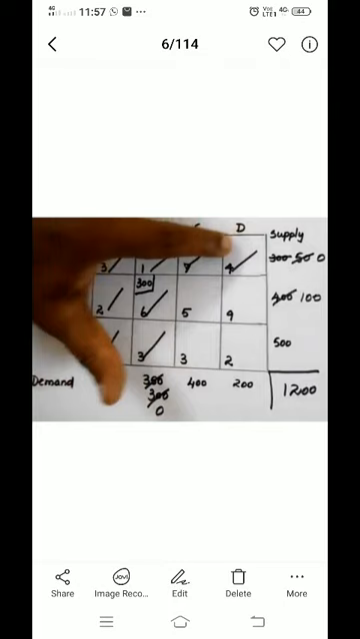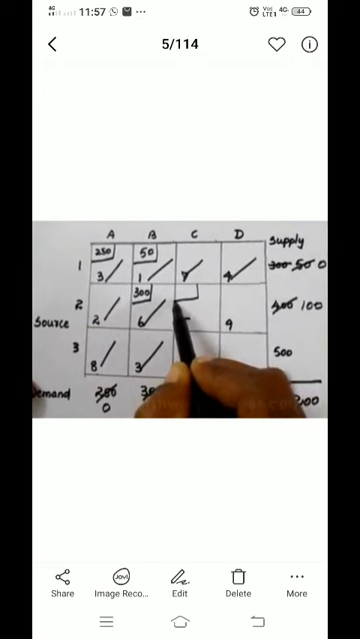I will write that as 100, and my demand is reached. For that reason I will strike out that entire column. Again, the second column is eliminated. Now again I need to identify the northwest corner. At location 5 is the northwest corner.